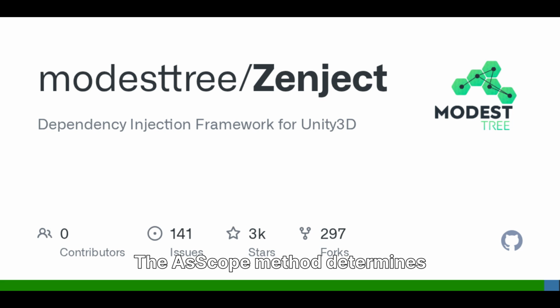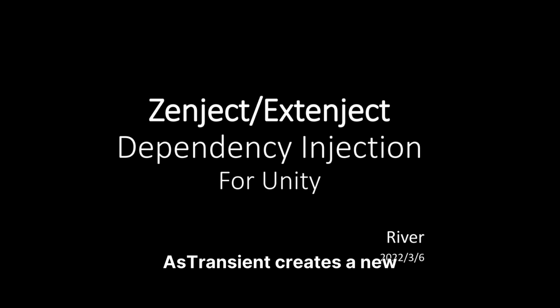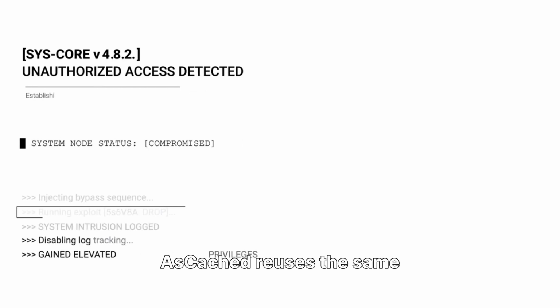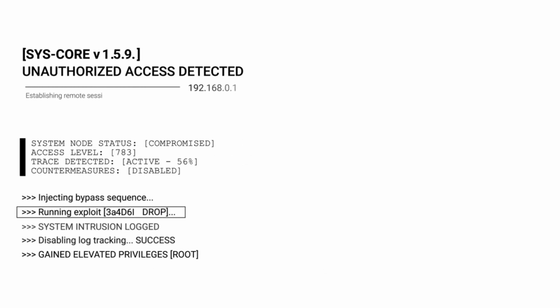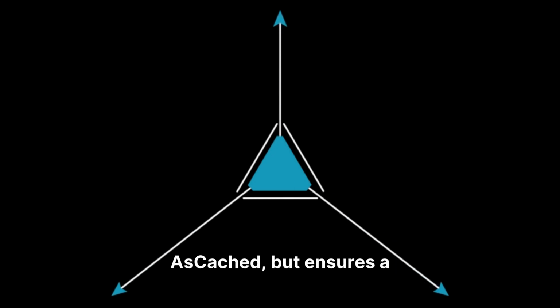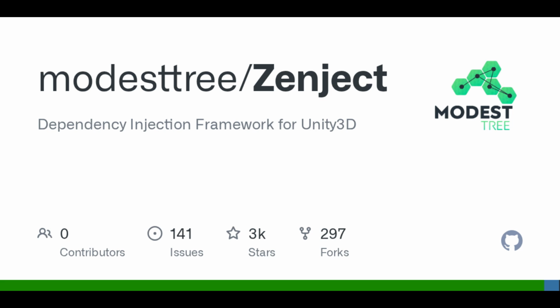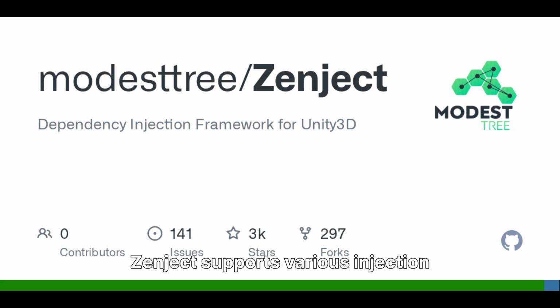The AsScope method determines the instance reuse behavior for your binding. AsTransient creates a new instance every time it's requested. AsCached reuses the same instance, lazily generated on its first use. AsSingle is similar to AsCached, but ensures a unique instance within the container, throwing an exception if a binding for the result type already exists.